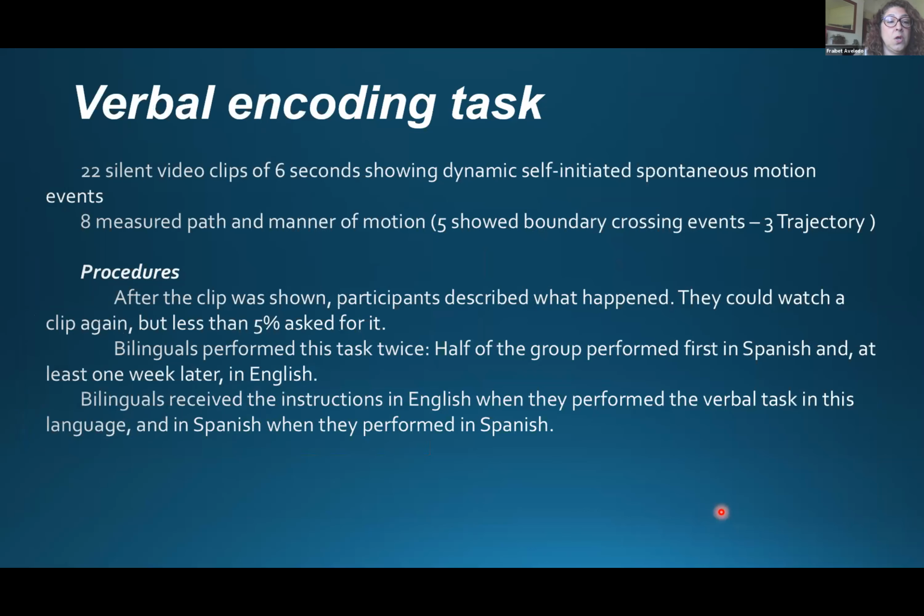So the task was a verbal encoding task in which participants saw 22 silent videos of 6 seconds. We designed these videos, and 8 measured path and manner of motion. And we had 5 videos showing boundary crossing events and 3 trajectory. I know that this is uneven and is a limitation of the study, but these 3 trajectory stimuli also gave us some interesting data. Regarding the procedure, you can ask me later.